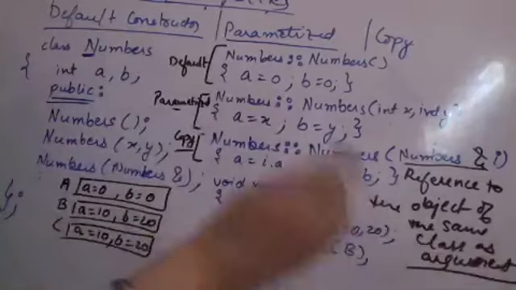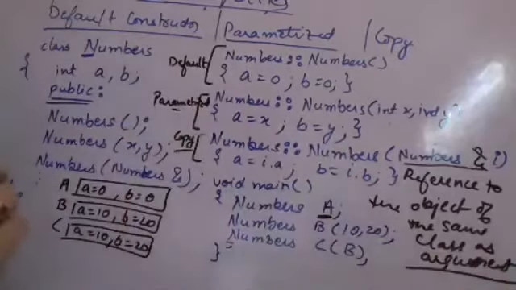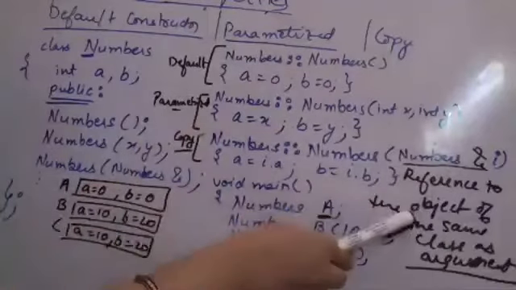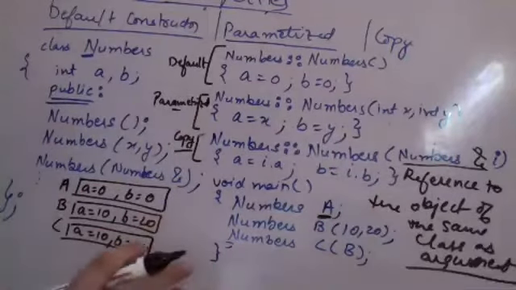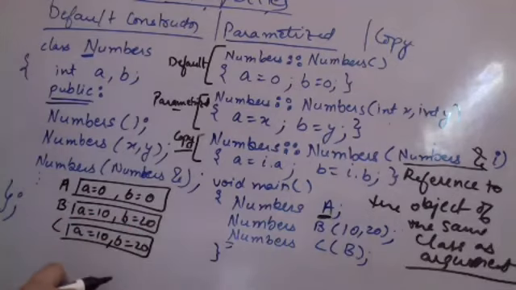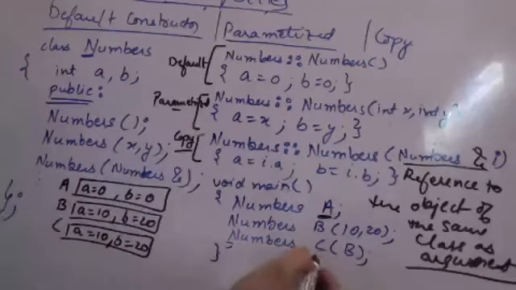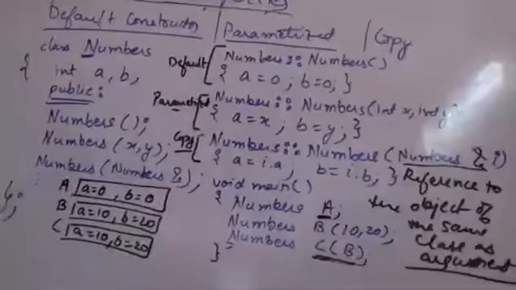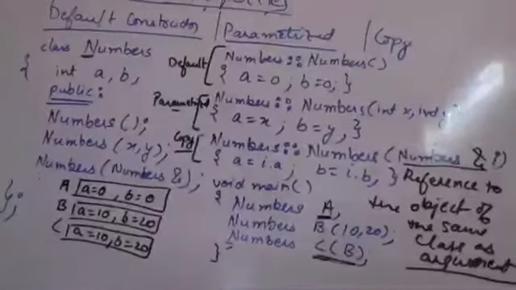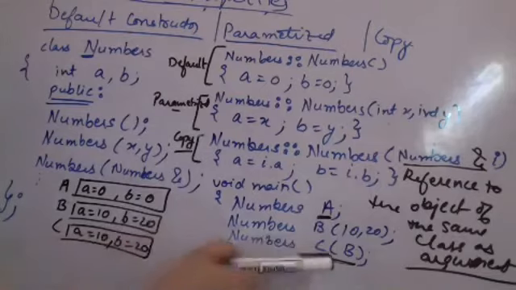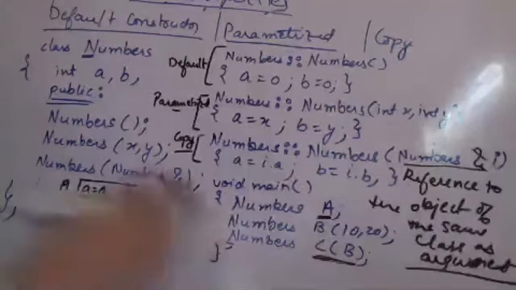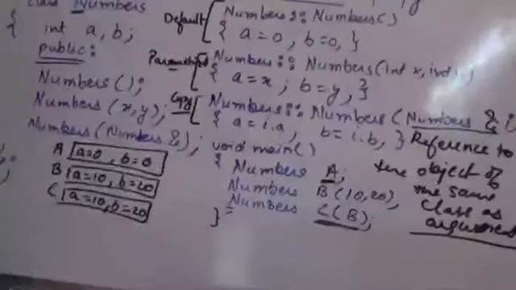Such a constructor is known as a copy constructor. A copy constructor is a constructor which takes a reference to an object of the same class as its argument. When I want to create two objects of a class and say that one is equal to the other, how do I do that? Either I write it like this, or there is one more method of doing this.